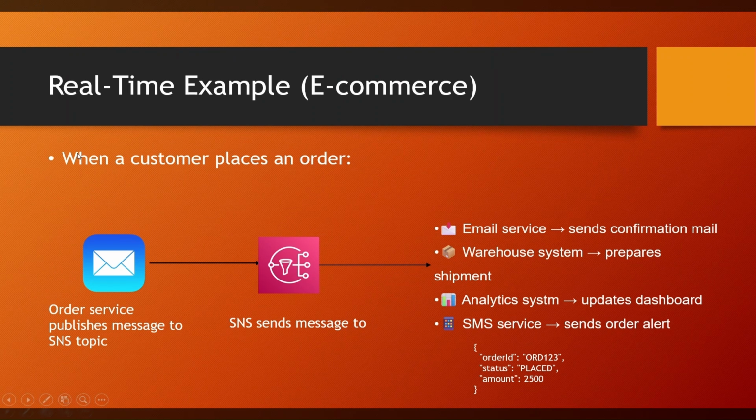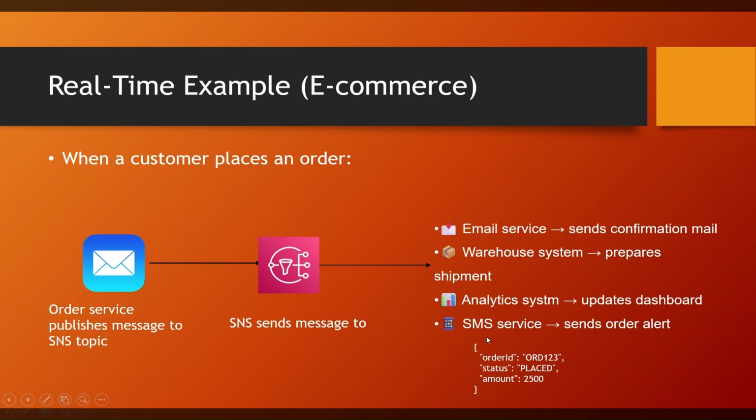Let's understand what SNS is with a real-time example. Here, when a customer places an order, the order service publishes the message to an SNS topic. Now, this SNS sends the message to the email service, warehouse system, analytics systems, and SMS service. We can see here SNS sending messages to different places. One is to the email service to send notifications or confirmation mail. One is to the warehouse system to prepare the shipment. One is to the analytics systems to update the dashboard, and one more is to the SMS service to send an order alert.